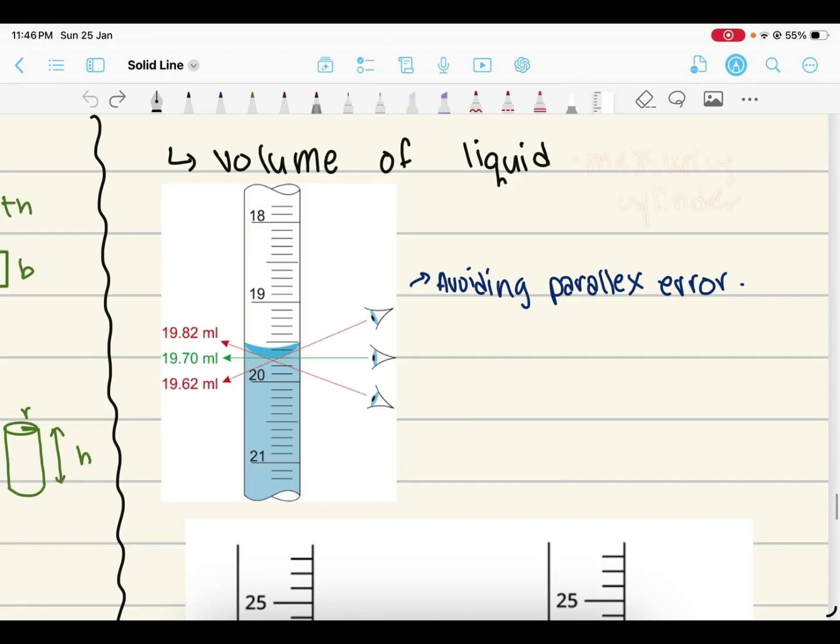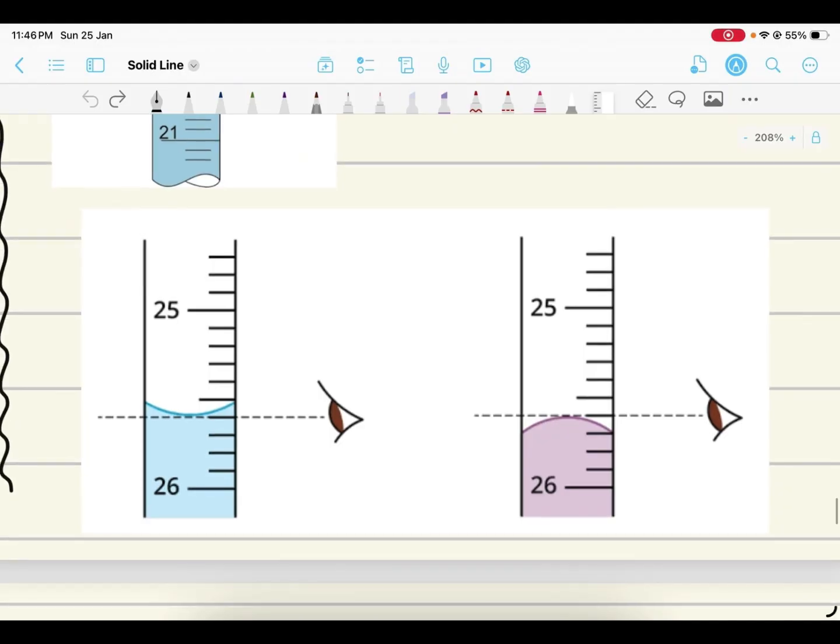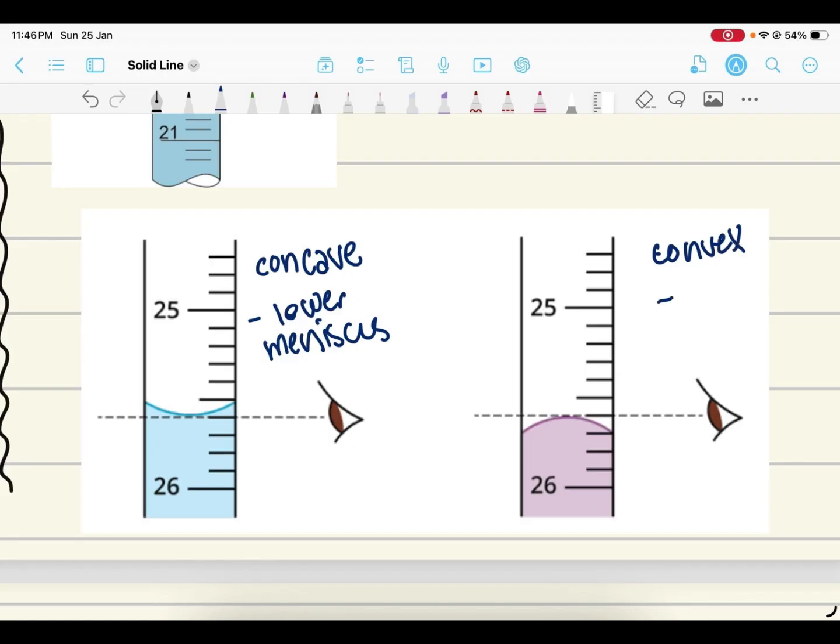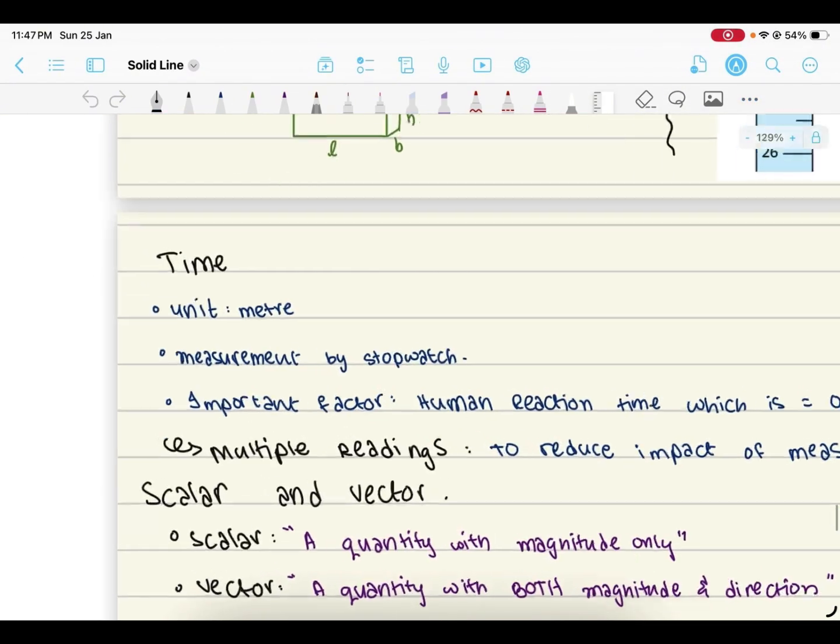Okay, and again, you have to avoid parallax error even for the volume of a liquid, so look perpendicular, not at different angles. Another thing you have to make sure and note down is, for a measuring cylinder, if it's of a concave shape, you have to look at the lower meniscus. Okay, and if it's a convex shape, then the upper meniscus. Okay, as you can see here, upper, lower, whichever part is curved, basically you have to look at it over there. Okay, next we have time.